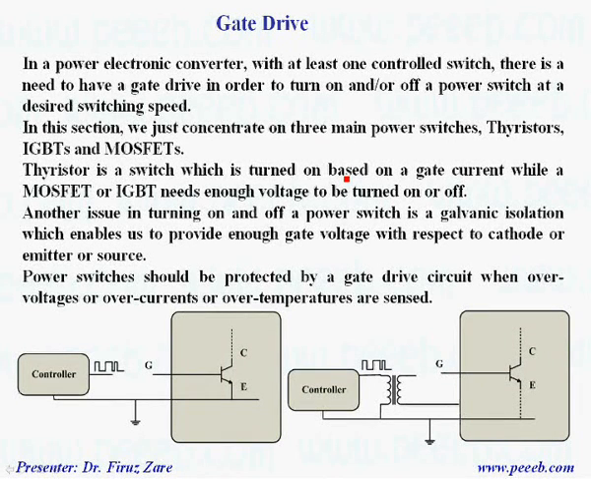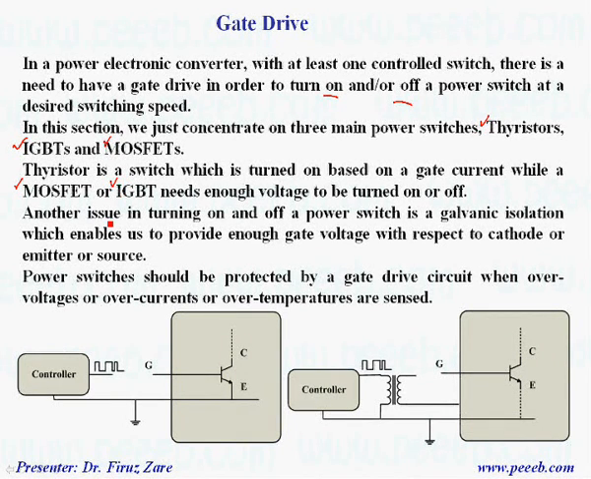In a power electronic converter with at least one control switch, there is a need to have a gate drive in order to turn on and/or turn off a power switch. The point is that we just concentrate on three different switches: thyristors, IGBTs, and MOSFETs. A thyristor is a special switch, meaning we can only turn it on by applying a gate signal, while a MOSFET can be turned on and off, same as an IGBT, when we apply the gate signal and remove the gate signal.